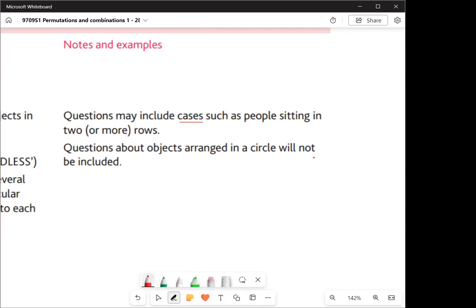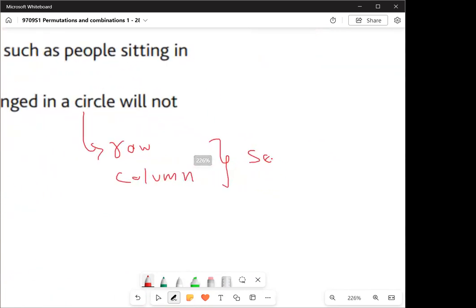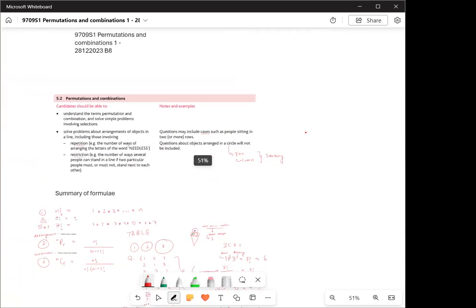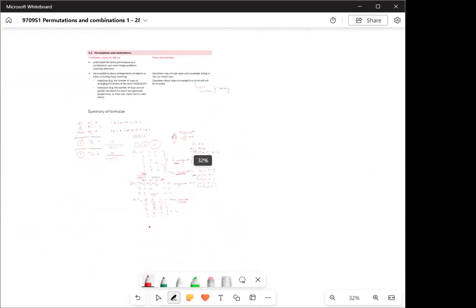Even if they're saying they don't ask, what they do is they make it row and column, usually in seating. These questions are amazing. I have so many questions which I can give you later on for practice.